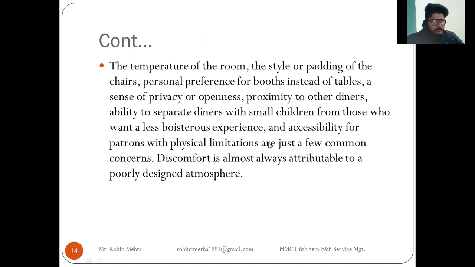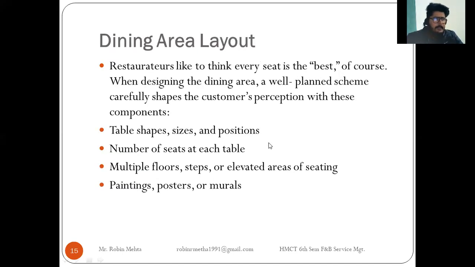No confusion? Okay, next slide is your dining area layout. This is again very much important. Restaurateurs like to think every seat is the best, of course. If we design some place, our thinking is that each and every place of that particular area or of the particular restaurant is the best. Maybe guests come with a different perception, but for us who are preparing that restaurant, that is the very best place.